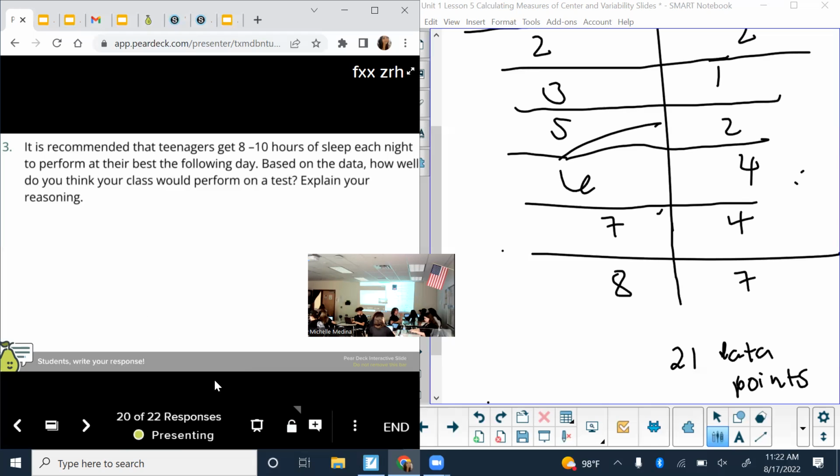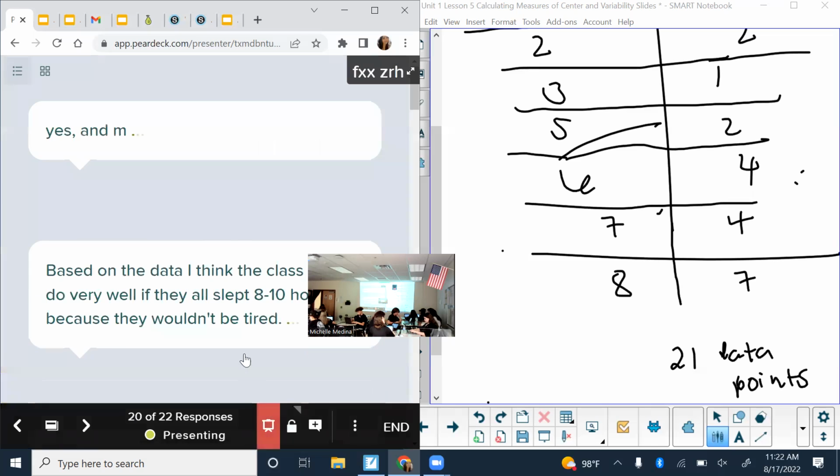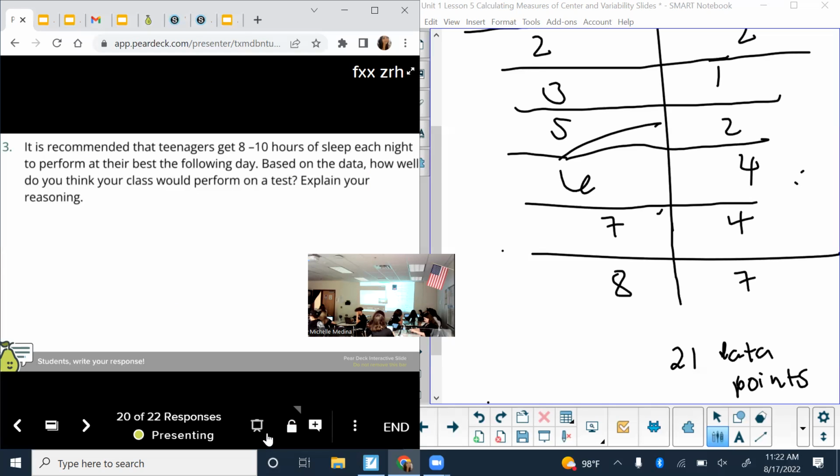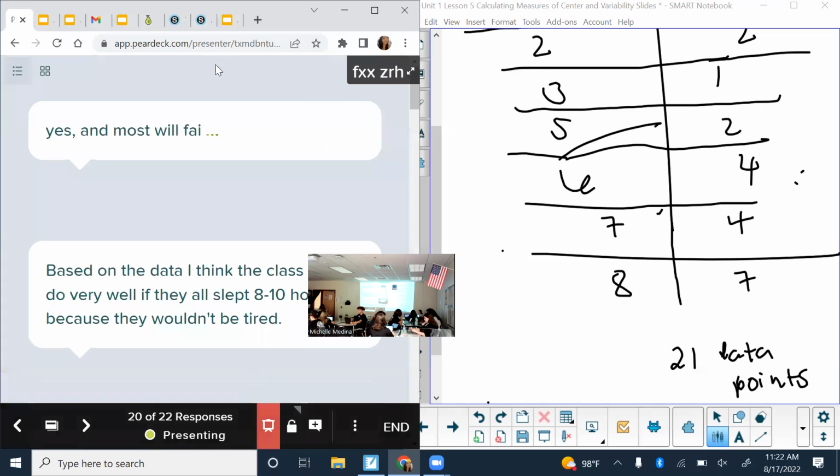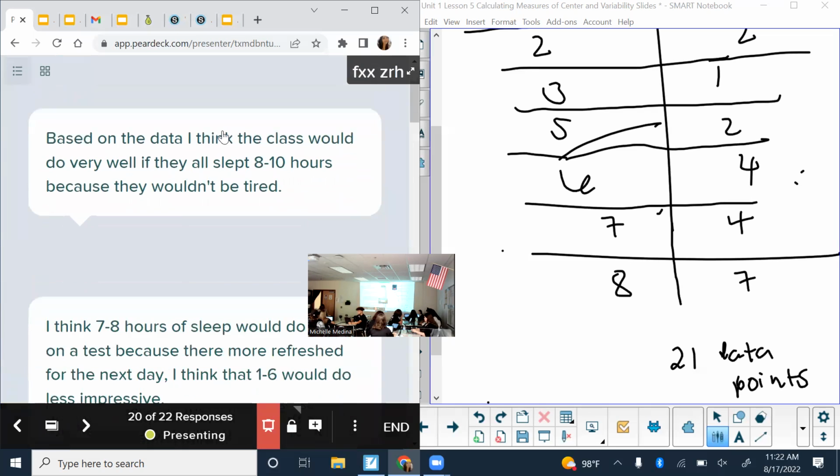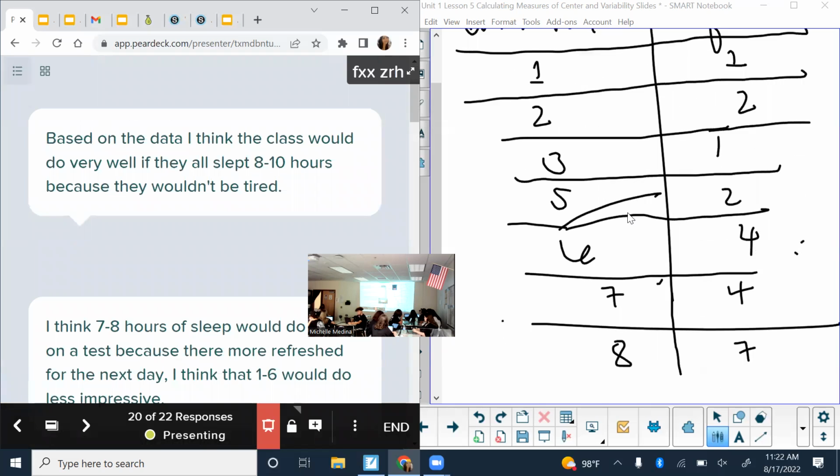All right, so let's see what you guys think. Let me remind myself of the question. Based on the data, how well do you think your class would perform on a test? Most will fail. Based on the data, I think the class would do very well if they all slept 8 to 10 hours because they won't be tired.